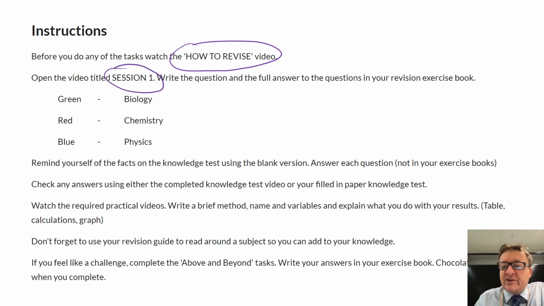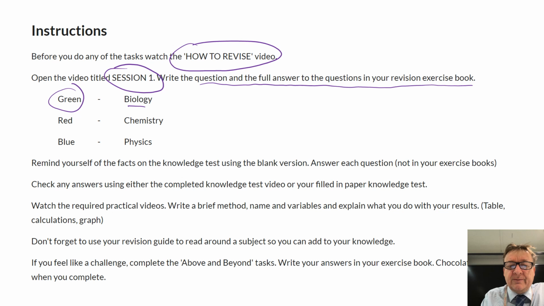What you'll find on there is probably about 5 questions. For those 5 questions, you write out the question and the full answer in your revision exercise book. You've got a green book for biology, a red book for chemistry, and a blue book for physics. So I'll just repeat that.